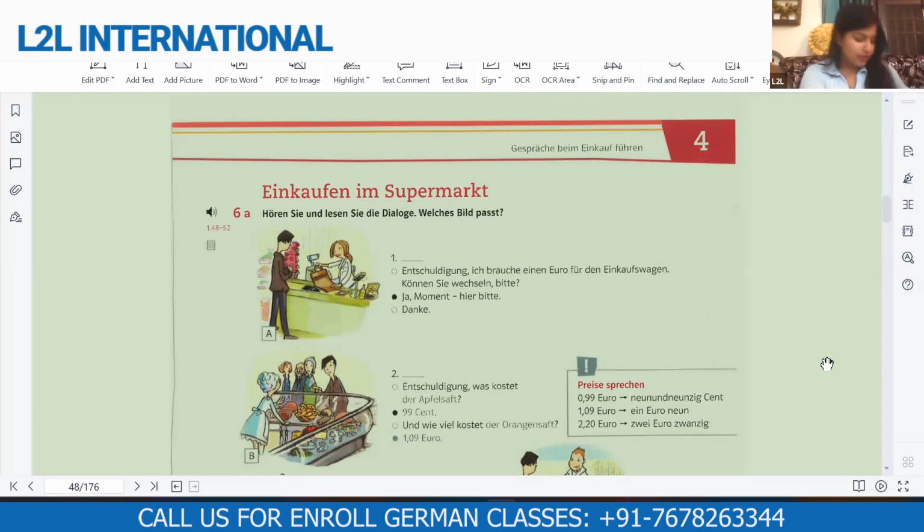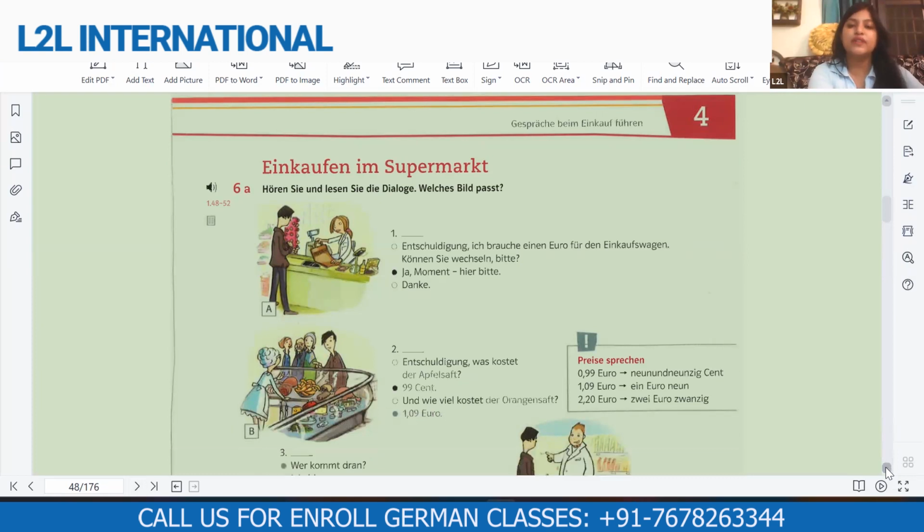Of the same page number... not exactly 48, 47 is the page.